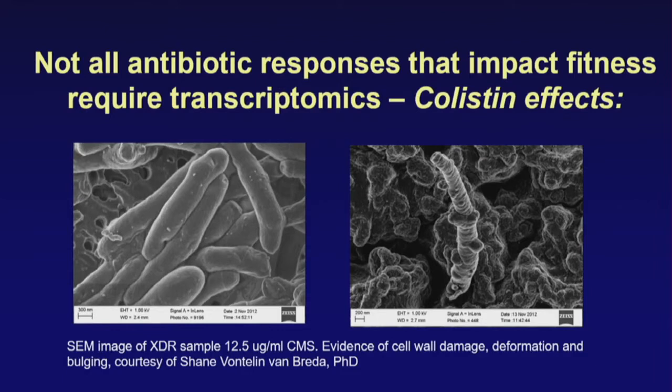Now, you don't need transcriptomics in some cases. We've done some experiments with colistin, a detergent-like drug that simply disrupts the cell wall. And here are some scanning micrographs of organisms before and after exposure to colistin. And you can understand why that might impact transmission. These are grossly damaged organisms, probably not at the metabolic level but as much as structurally.